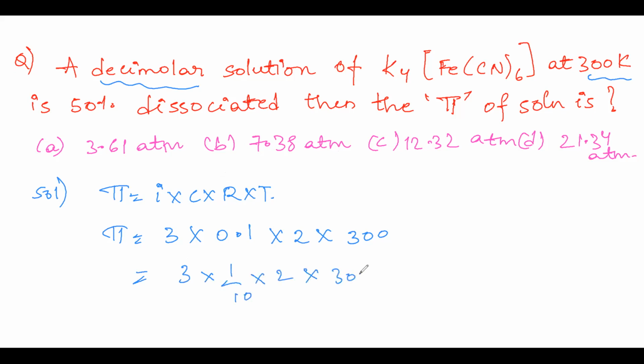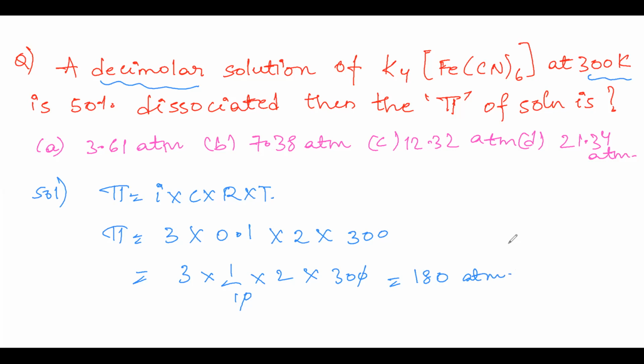Decimolar is M by 10, that is 0.1. They have given molarity also. And then the osmotic pressure of the solution, pi is equal to i into CRT. So C is given 0.1, i value is 3, and 2 into 300. So it should be 180 atmospheres.